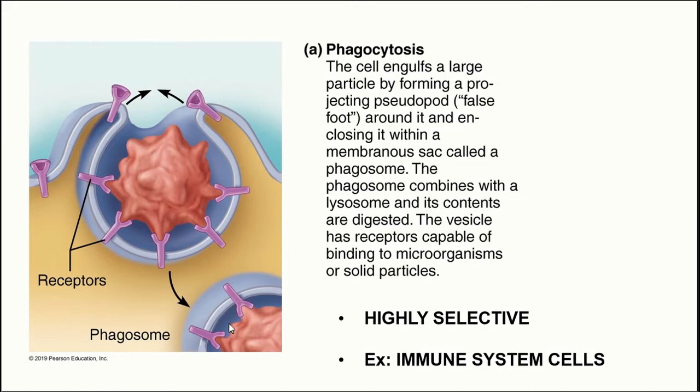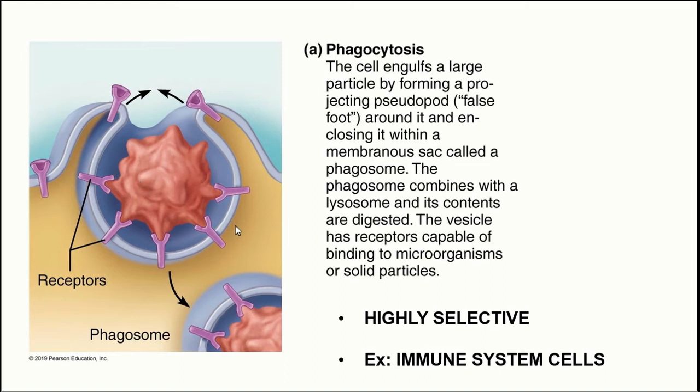So this process, as you probably imagined, is very highly selective because the material that we're bringing into the cell has to bind to specific receptors on the cell surface. So if that specific material is not present and it doesn't bind to the receptors, the cell is not going to bring anything in. And so really the receptors will only bring material in when that material is present.